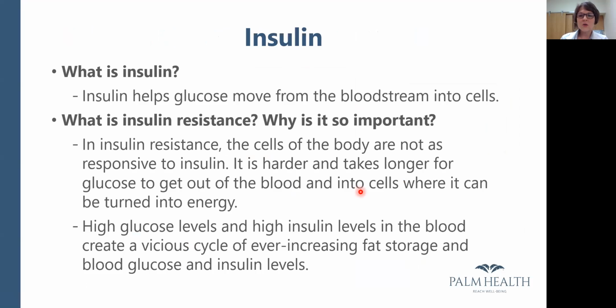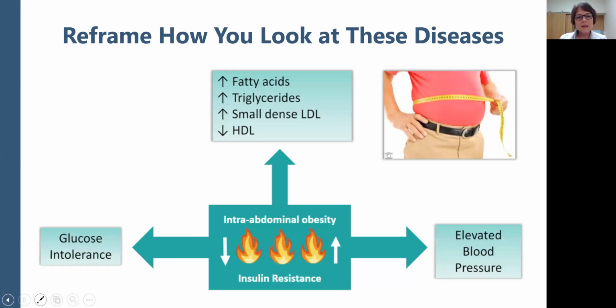And this is where it gets a little tricky, but I think it's really important to pay attention and understand the connection. The insulin level, let me go back to that slide. Insulin resistance happens because of the abdominal obesity. You see these flames, that's inflammation. So those two things are happening when there's fat in the belly.